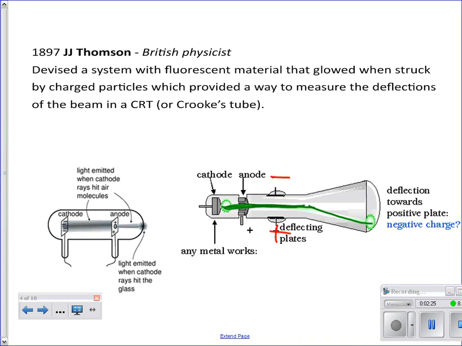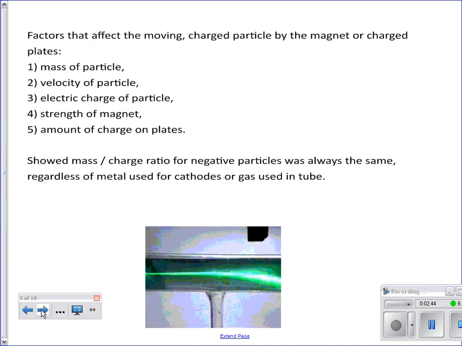on each side. Now, if this were just a regular beam of light from a flashlight or something like that, that would not occur. So what that means is there's got to be something else inside of this, and he determined that it would have to be negative particles. And we can see that because this beam is being deflected towards the positive, so obviously that means that there's some negatives in there. And here is a list of some things that would affect the deflection.